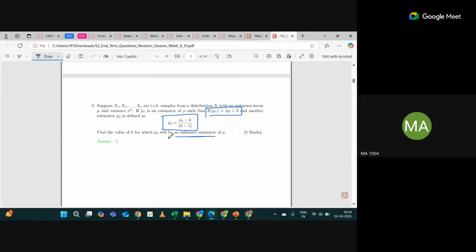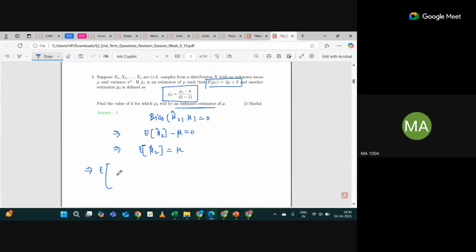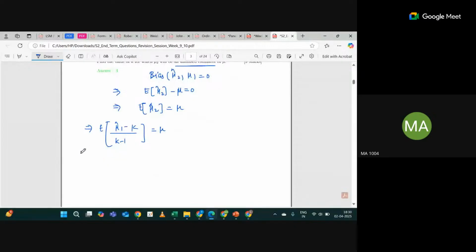If mu2 hat is an unbiased estimator of mu, this means the bias of mu2 hat comma mu is 0. What does this mean? This means the expected value of mu2 hat minus mu should be equal to 0, so the expected value of mu2 hat equals mu. Till now, is it clear? Yes, sir. Now, what is the expected value of mu2 hat? It is mu1 hat minus k divided by k minus 1 equal to mu. From here I can write 1 upon k minus 1 outside, and in the numerator, the expected value of mu1 hat minus k.